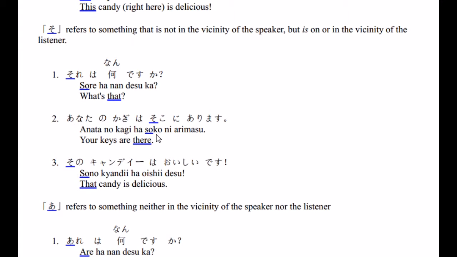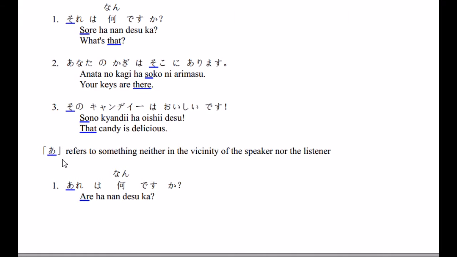Number 2, あなたの鍵はそこにあります. Your keys are there. So maybe I'm standing right here, and my friend's keys are over here, and I can say, your keys are there. あなたの鍵はそこにあります. Not near me, but near perhaps my friend or a little far from me. And number 3, そのキャンディーは美味しいです. So again, that candy is delicious. Not this candy, but that candy. So maybe my friend has some candy in their hand, or there's some candy that's not really near me, but I can see it and it's close enough so I can say, that candy right there.